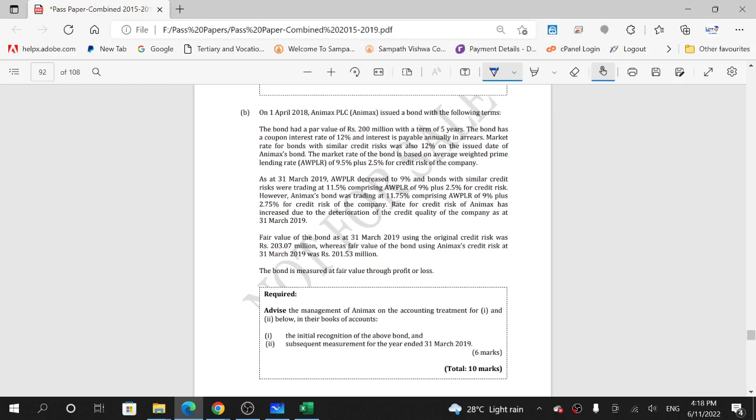Fair value of the bond as at 31st March 2019 using the original credit risk was 203.07, whereas the fair value of the bond using the Animex credit risk at 31st March 2019 was rupees 201.53 million. The bond is measured at fair value through profit or loss. Required: advise the management of Animex on the accounting treatment for 1 and 2 below in their books of accounts. The initial recognition of the above bond and subsequent measurement for the year ended 31st March 2019. Read one more time.